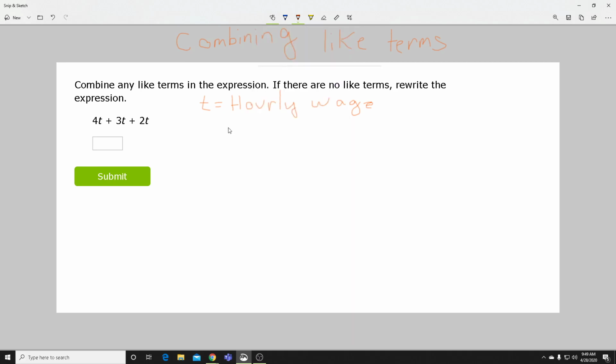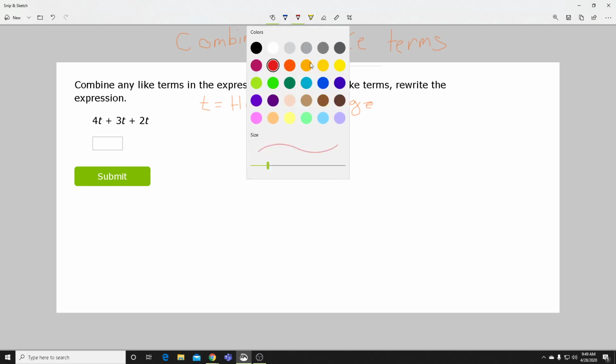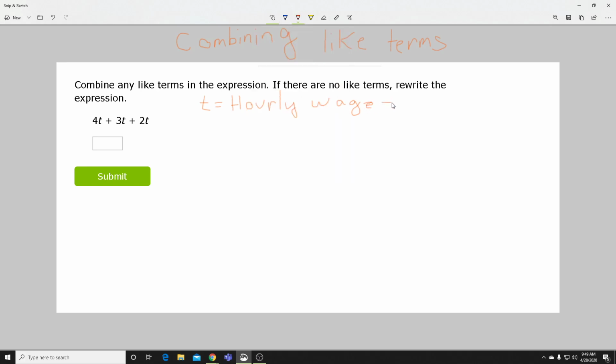So let's think about this a little bit. T is our hourly wage, and that always has to stay the same, right? When you get a job, you're not getting a raise every time you go to work, and you're not getting a pay cut every time either. That'd be pretty terrible. But you're going to make the same amount of money. So let's look at this expression here. And let's say that T, in this case, maybe you're making $10 an hour. $10 per 1 hour.